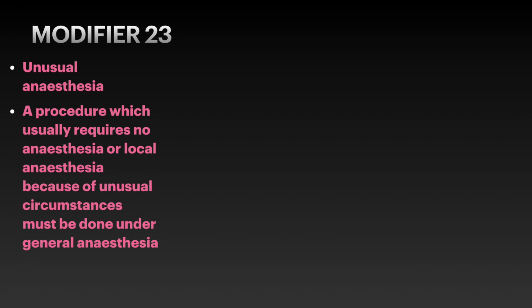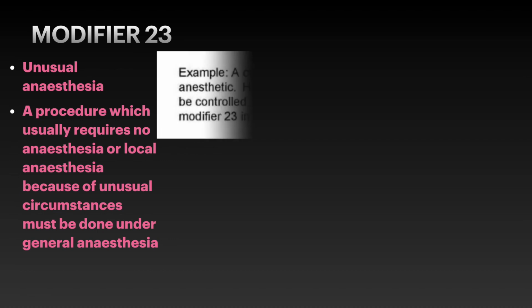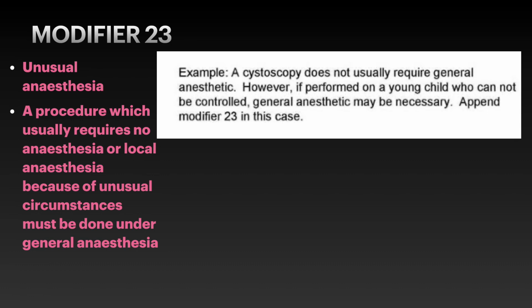Next is Modifier 23. It is the modifier for unusual anesthesia: a procedure which usually requires no anesthesia or local anesthesia, but because of unusual circumstances must be done under general anesthesia. In such cases, we can append Modifier 23. For example, cystoscopy usually does not require any general anesthesia, but if it is performed on a young child or people who cannot be controlled, general anesthesia may be necessary. Append Modifier 23 in this case.